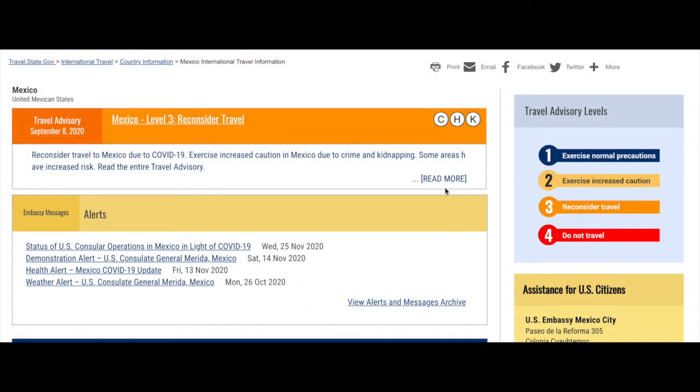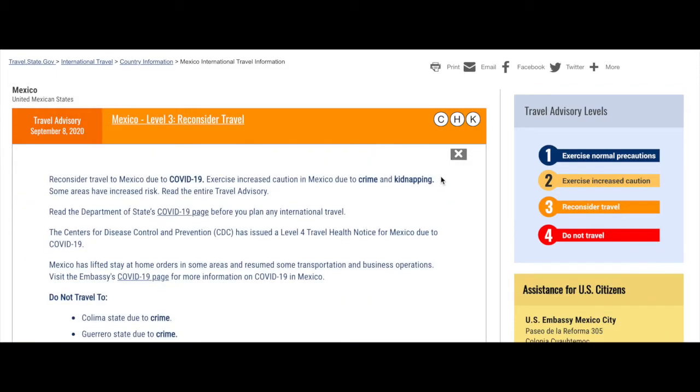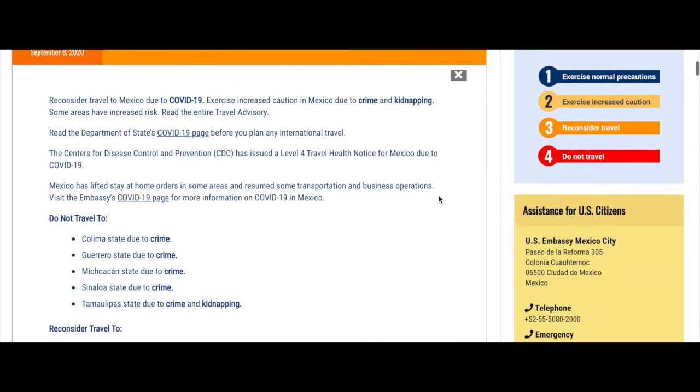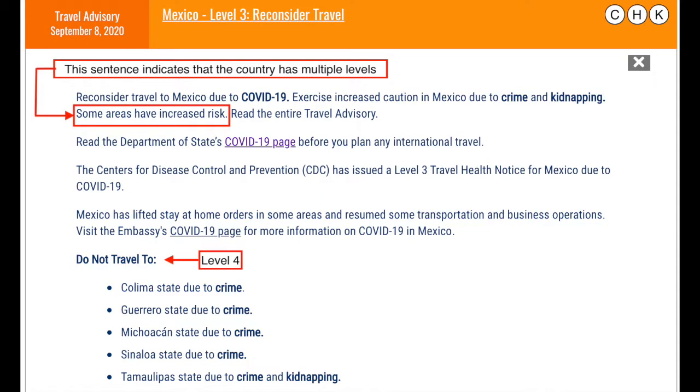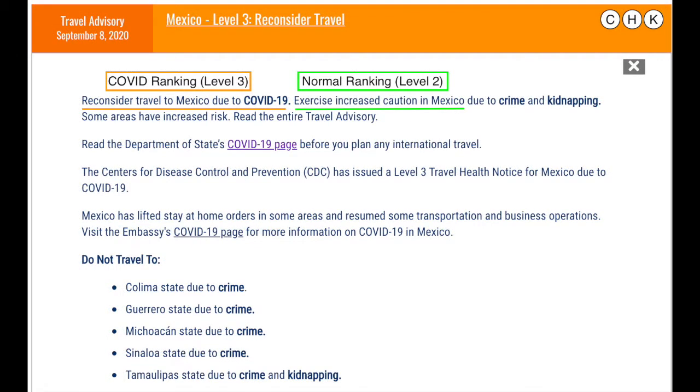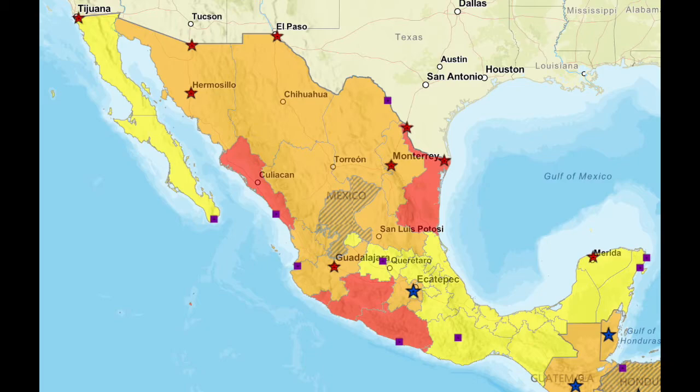To find out which areas in that country have a higher risk level, though, you will need to look at the advisory itself. The verbiage to look out for is "some areas have increased risk." Let's take a look at Mexico. Its normal ranking is a level 2, but each state has its own separate ranking. Students would only be allowed to travel to the areas in Mexico that are a level 2.